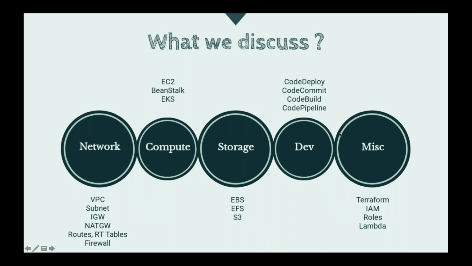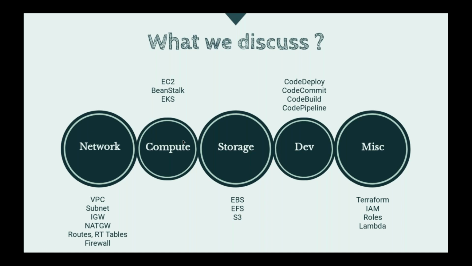In parallel to these tools, we'll start our course with Amazon Web Services. We'll talk about different services, like network-based services: VPC, subnet, Internet Gateway, NAT Gateway, routes, IP tables, firewalls. Coming to the compute services, we'll talk about EC2, Elastic Beanstalk, and Elastic Kubernetes Service (EKS). Coming to storage, we'll talk about EBS, EFS, S3, different types of storage.